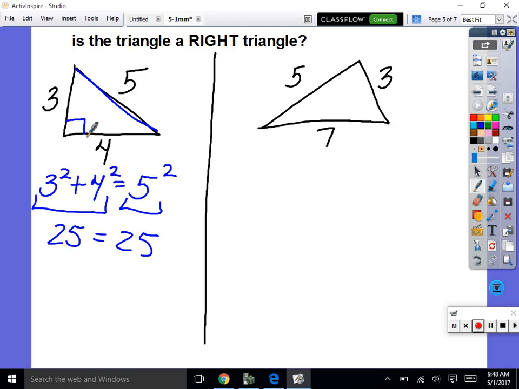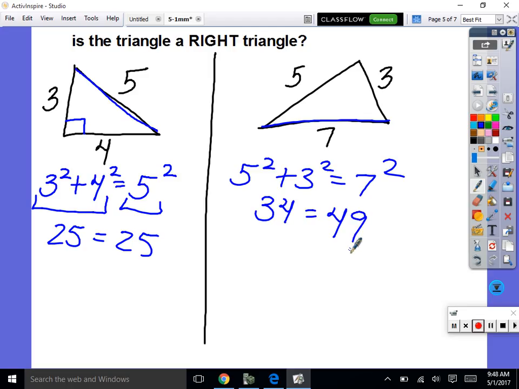Now let's do this one. Which one would be my hypotenuse if it was a right triangle? 7. So the true statement would be 5 squared plus 3 squared. Does that equal 7 squared? 25 plus 9. 29, 30, 31, 32, 33, 34. 34 equals 49. Is that a true statement? No, so this is not a right triangle. Does everybody see what I'm saying? So we'd say no. We'd say yes.